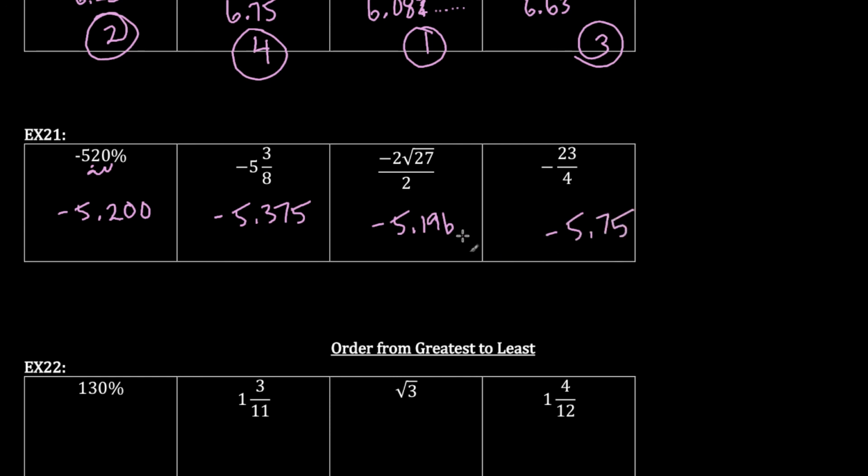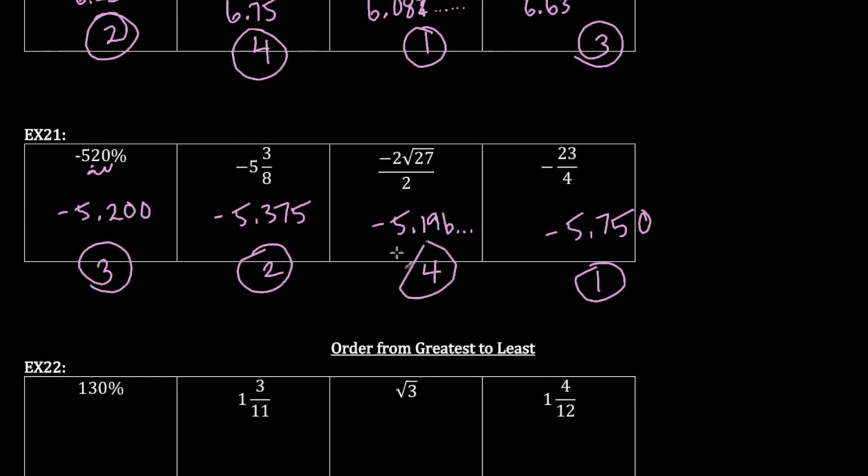Now, oh, I forgot that this keeps going on, right? So this is 3, this is 3. Oh, we'll leave that one with 3. Let's put 1 here. So remember, the biggest negative is the least. So the biggest negative, so 200, 375, 196, 750. Okay, this is the biggest negative, so it's the least. And then this is the biggest negative, and then this one, because it's 200, and then lastly.